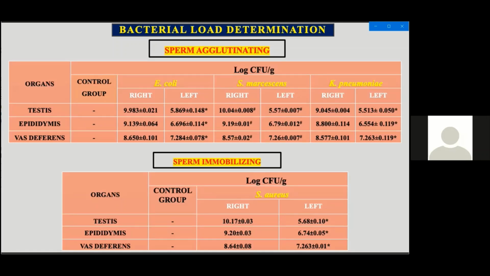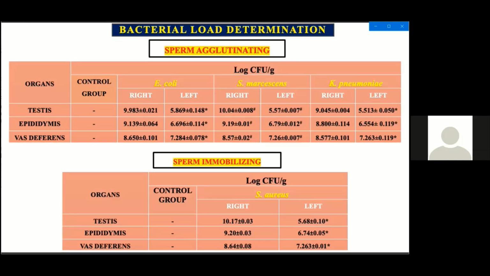So from all these results it can be concluded that even if the organism is administered in the right testis only, we can get the count even in the epididymis and in the vas deferens, both on the right hand side as well as on the left hand side. The count is in the same pattern as the organism travels from right testis to right epididymis to right vas deferens to left vas deferens to left epididymis and to left testis.